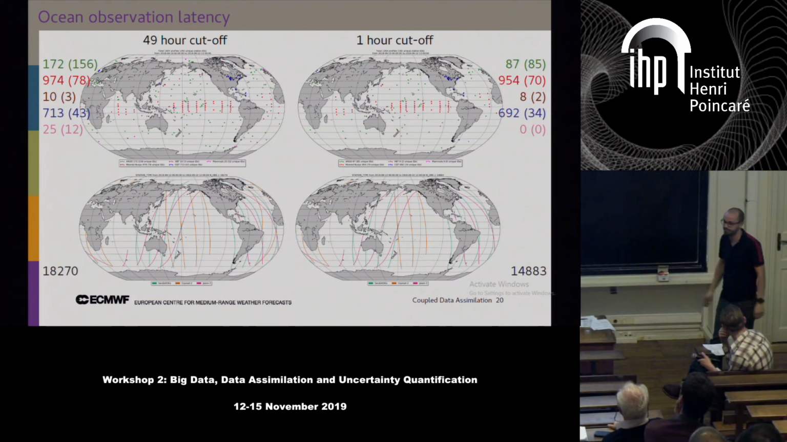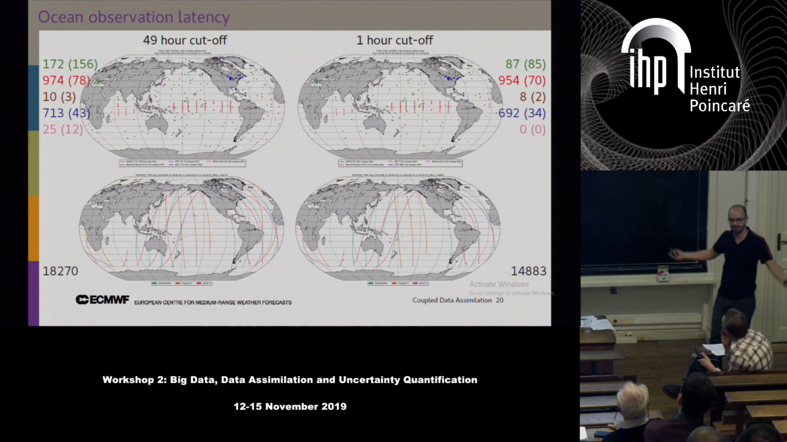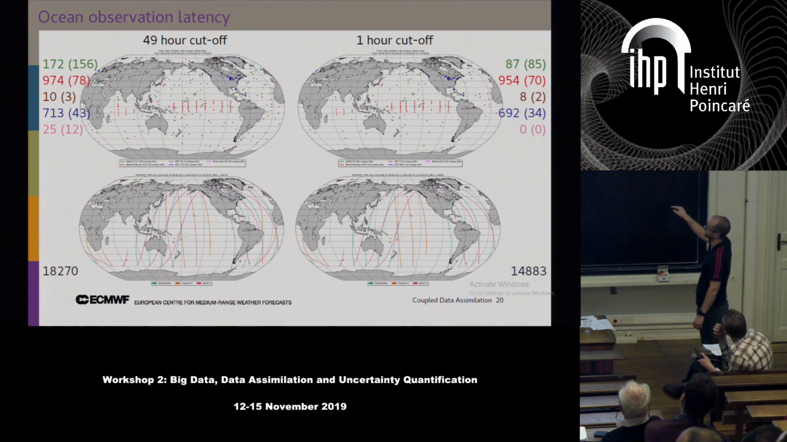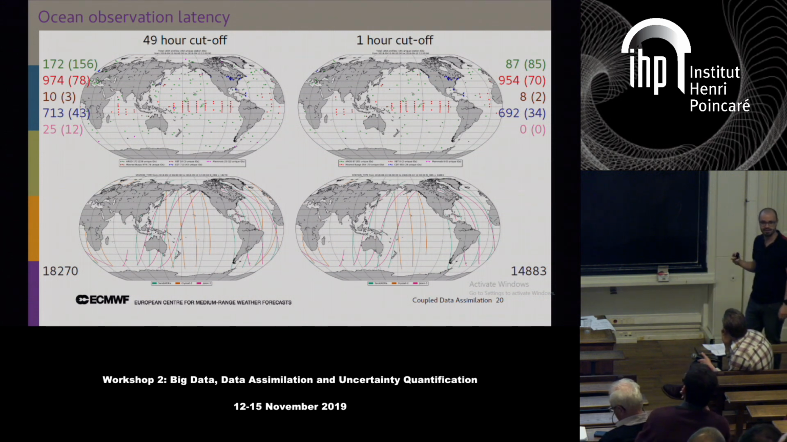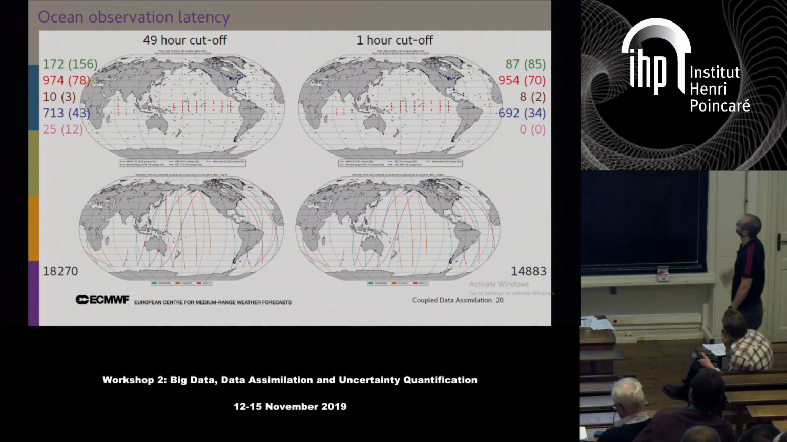produce our forecasts. On the left is what you see if you wait 49 hours to collect all your observations in. The colors are different types of observations, and the numbers at the edge are how many of each type of observation there are. Down here we have satellite altimetry, and we can see on the right-hand side, if we only wait 1 hour, which is a typical cutoff time for numerical weather prediction, how many fewer observations would be available. So even in the satellites, we are getting a substantially fewer number of observations arriving at ECMWF to be assimilated.